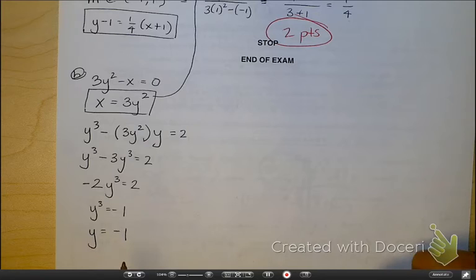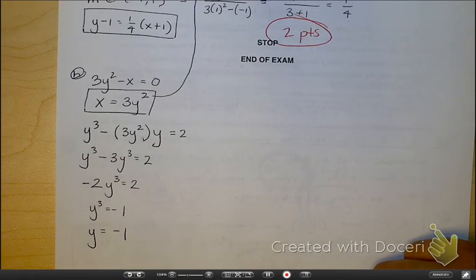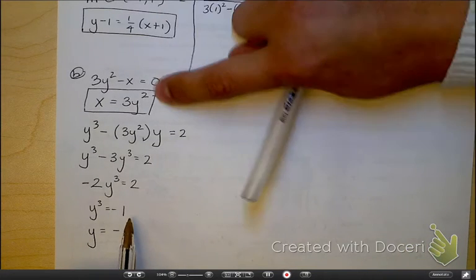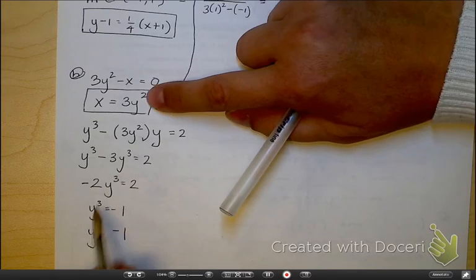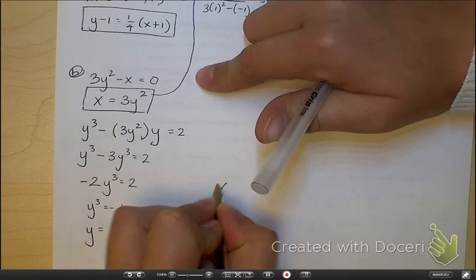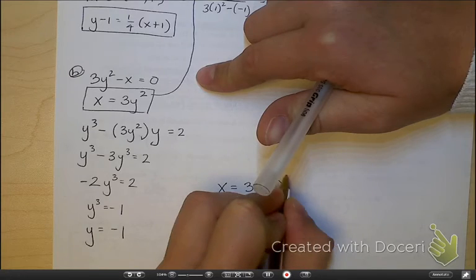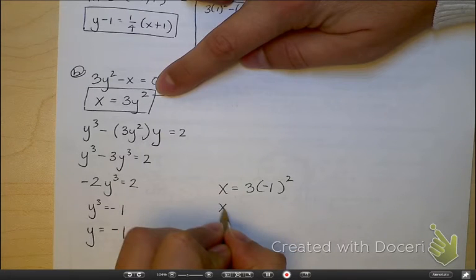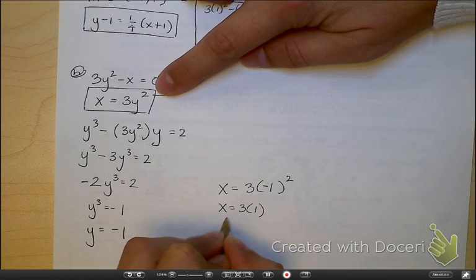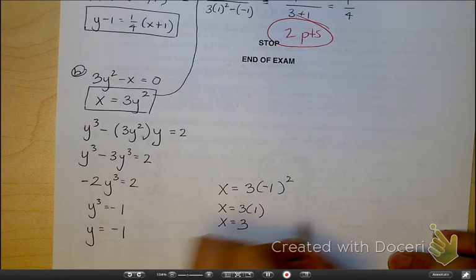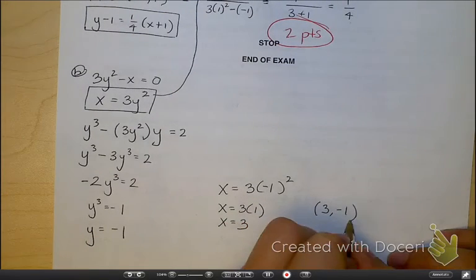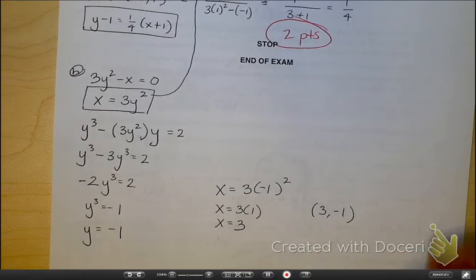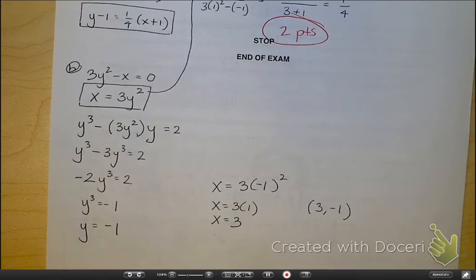So I need to figure out how to go backwards, and how to figure out what the x coordinate would be. So why don't we just use this one? You could use either one, the one up at the top or this one, but this one seems like the easier option. So I have x equals 3 times y squared, and we just figured out that y is equal to -1. So therefore we have x equals 3 times 1, or x equals 3. So my coordinate point is the point 3, -1. And at that point, the line that we have up above has a vertical tangent line, meaning that its slope is undefined. So that is 3 points.